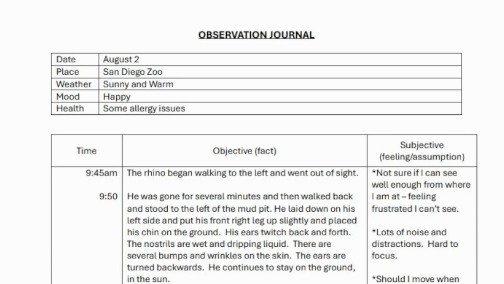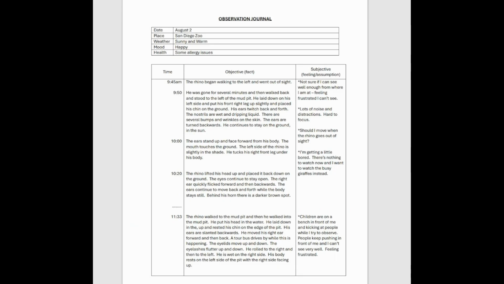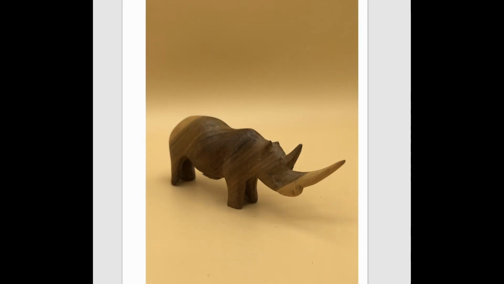The first part where it is the date, August 2nd, place, San Diego Zoo, and the weather is sunny and warm. My mood is happy. I've been waiting all summer for this observation. I just want to say I knew the animal that I was going to observe all summer. Inside one of our practice rooms where we were going to training was a wooden sculpture of a rhinoceros. All summer I was looking at that wooden rhinoceros thinking, that is my animal. That's what I wanted to go see.